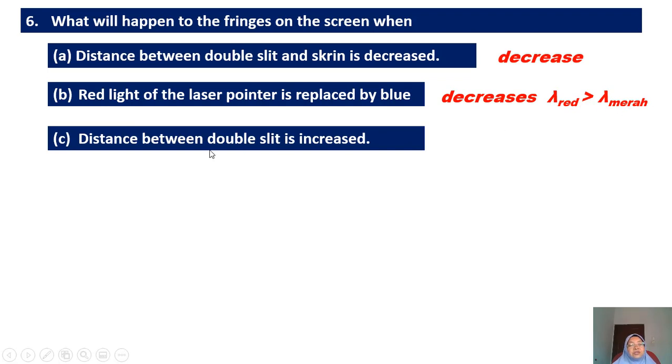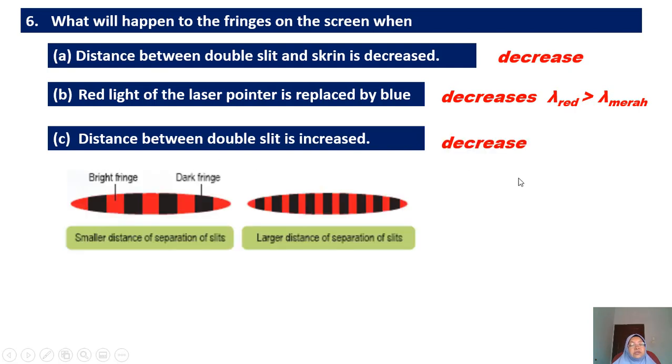Now the last one is the distance between the double slit is increased. Double slit means A. We discussed just now, X is inversely proportional to A. So when A increases, therefore X will be decreased. Okay. This is the example where we use smaller distance for A.